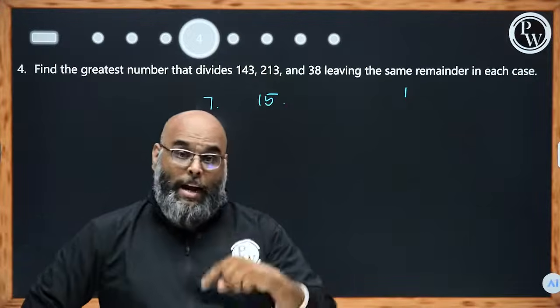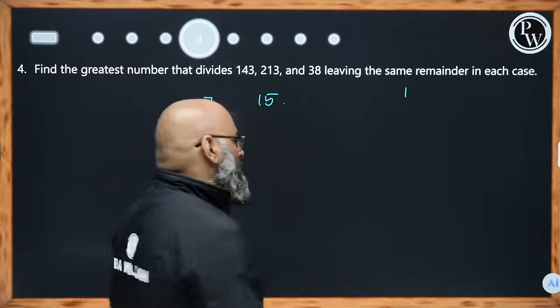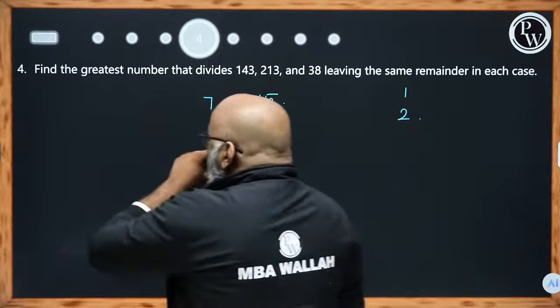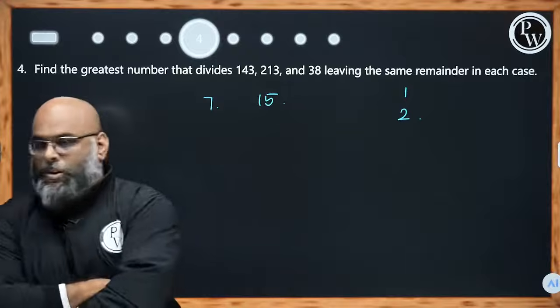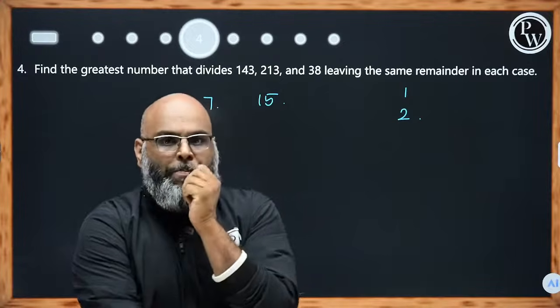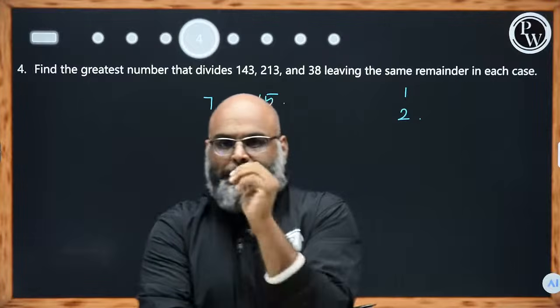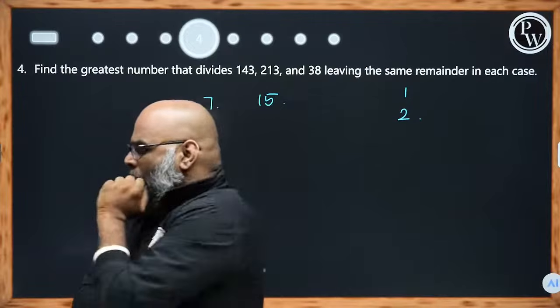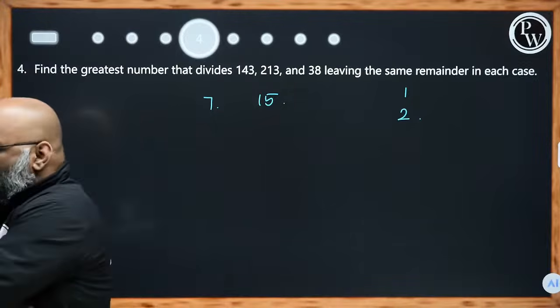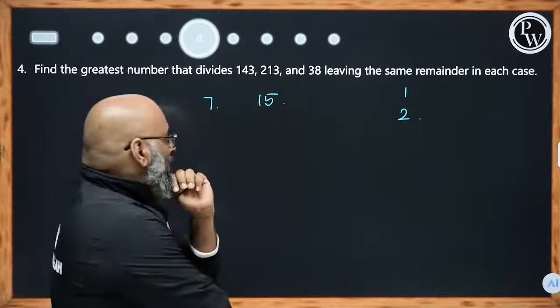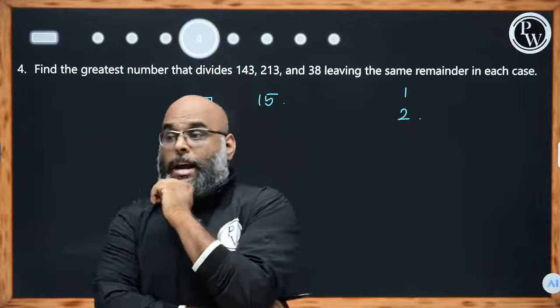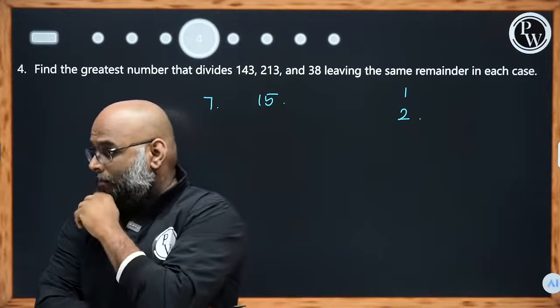Swastik says 1 and 2. Brilliant. 2 works, right? 2 works. 7 by 2 remainder is 1. 15 by 2 is also remainder 1. But I am going to ask you one more time. Is there any other number that will work?